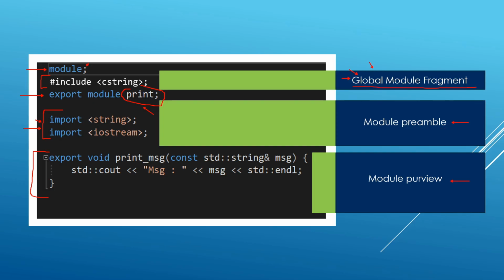Inside the global module fragment, you will have your includes or any other preprocessor macros. In the preamble, you have your import statements, and the module purview is what makes up the meat of your module. If you look down here, you see that we are exporting this print function. And this is what I meant when I said that anything you need exported outside the module needs to be explicitly exported. If you don't export this function, it won't be visible outside. If you want it to be visible, you have to explicitly export it like we are doing here.